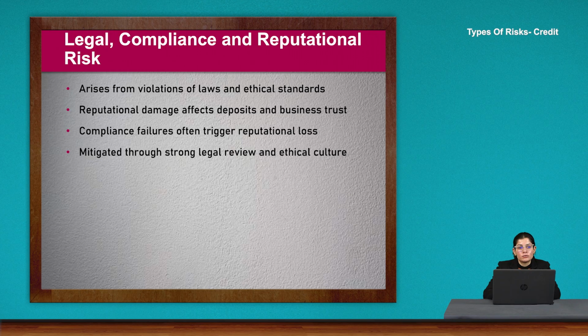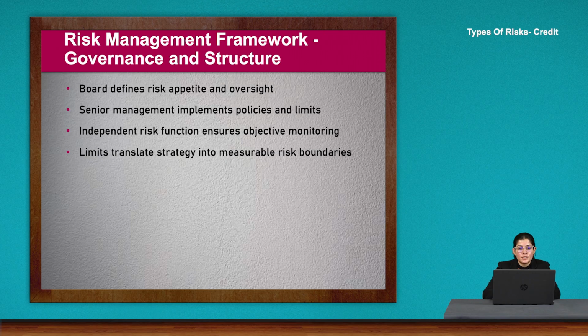So now we will understand the legal, compliance, and reputational risk. Legal and compliance risk arise from breaches of laws, regulations, contracts, or ethical standards. Reputational risk reflects the loss of public trust following such failures. These risks are interlinked, as compliance failures often trigger reputational damage that affects funding and business prospects. Now, how to mitigate these? So, robust legal review, compliance monitoring, ethical codes, transparent communication, and a culture that encourages early escalation of issues. Let's move to another slide.